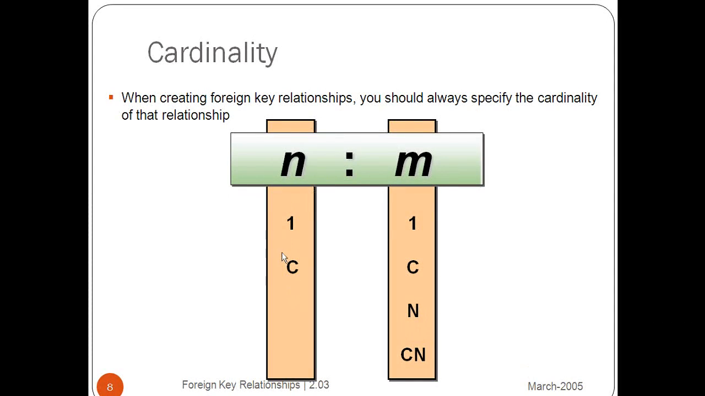C represents 0 or 1. So if it is C to C, it could be 0 to 0, 1 to 0, 0 to 1, or 1 to 1. Means the next table should also have a 1 to 1 or 0 to 1 relation. If it is N, it could be 1 or multiple. If it is CN, it could be 0, or it could be multiple. So this is what cardinality is. The basic concept is that it will simply tell you the story of a relationship.